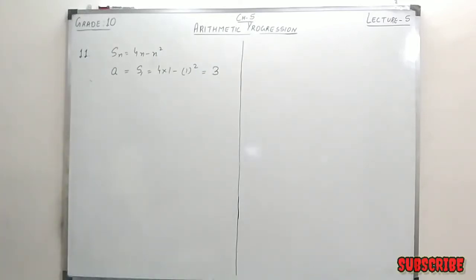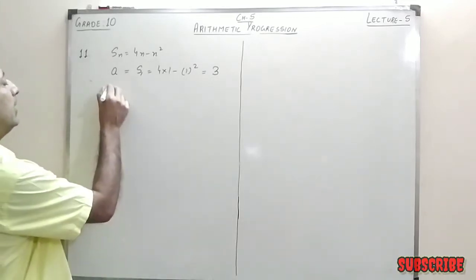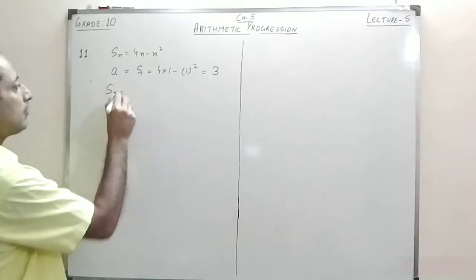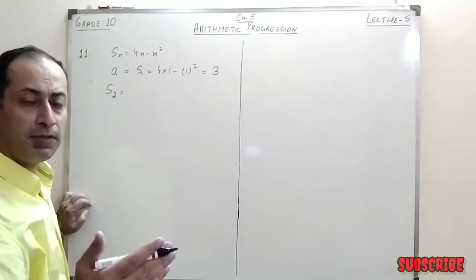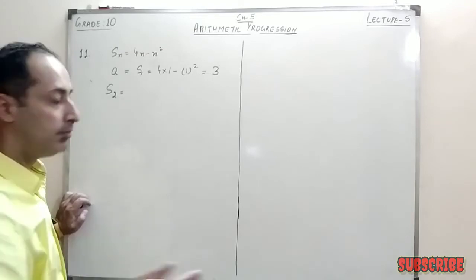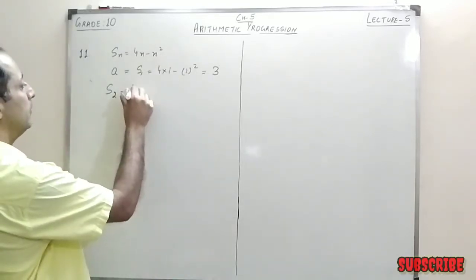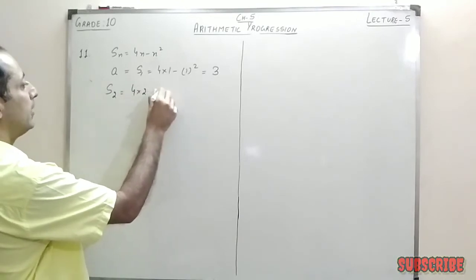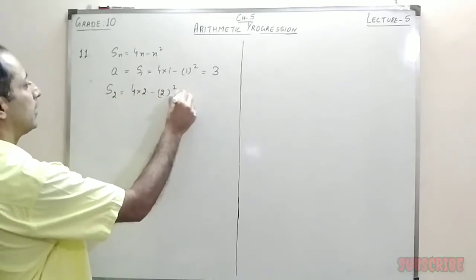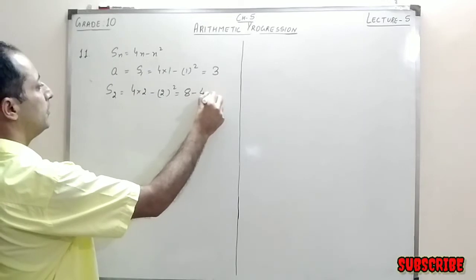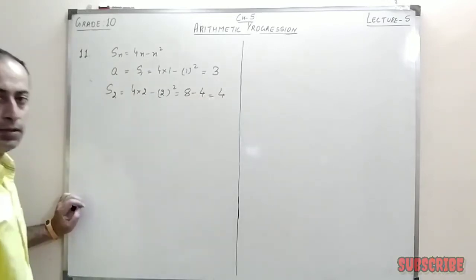So the first part of this question is over. Next, they ask what is the sum of two terms. It means I have to find S2. Quite simple. I just substitute the value of n as 2 in this relation and I can find S2. So this is 4 into 2 minus 2 square, that comes out to be 8 minus 4 equals 4.